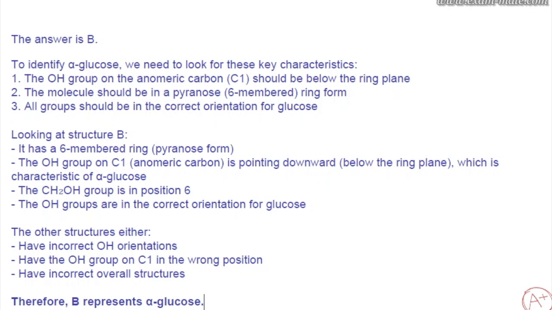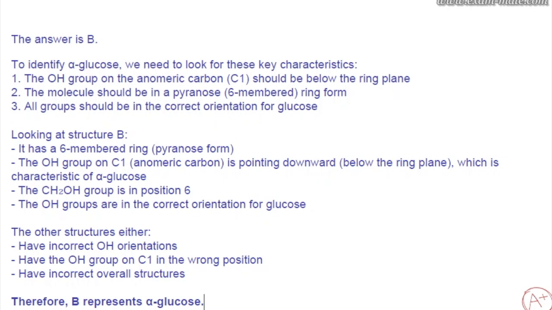To identify alpha-glucose, we need to look for these key characteristics. 1. The OH group on the anomeric carbon, C1, should be below the ring plane. 2. The molecule should be in a pyranose, 6-membered, ring form. 3. All groups should be in the correct orientation for glucose.